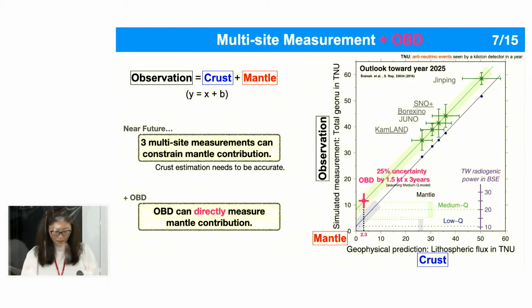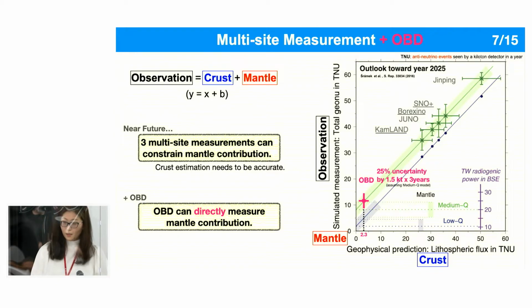So the ocean bottom detector is located here. It is very close to x equals 0, because as we know, the oceanic crust is thin and has less uranium and thorium. If we have a 1.5 kiloton ocean bottom detector with 3 years of measurement, we can get this kind of data. So we can see clearly that an ocean bottom detector can directly measure the mantle contribution like this.